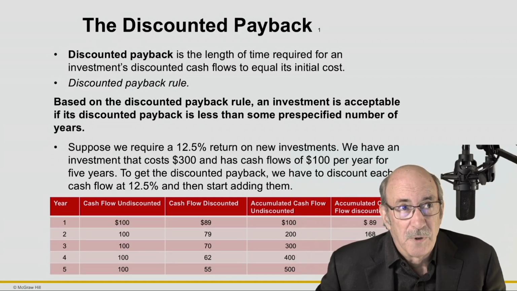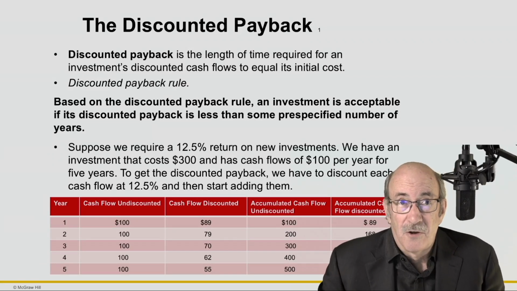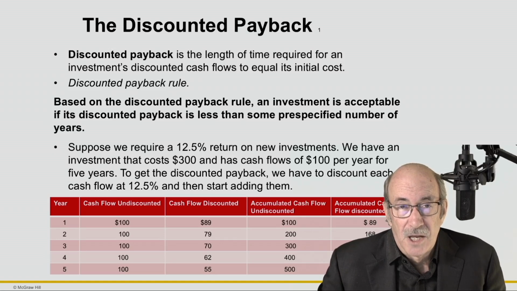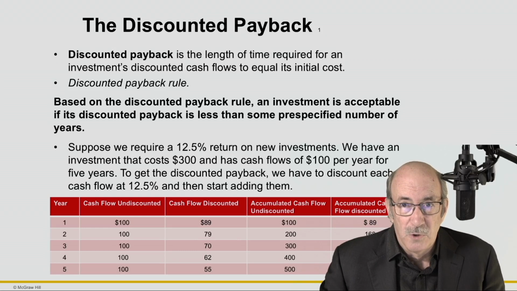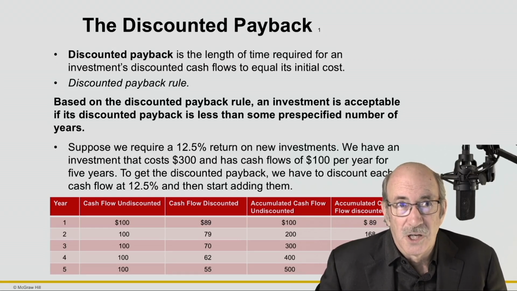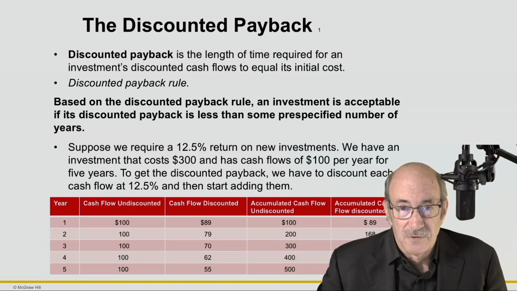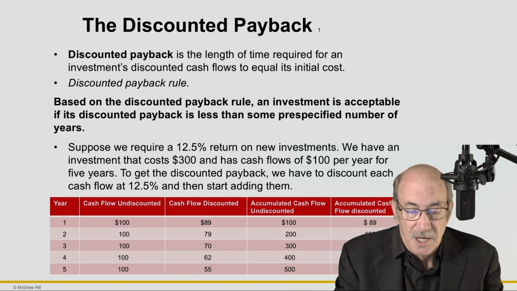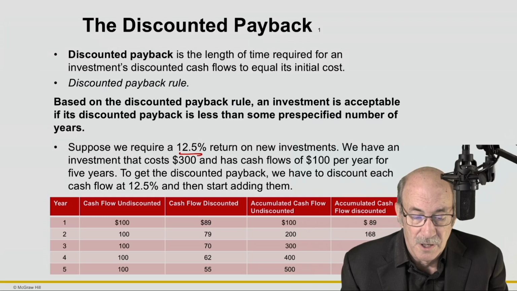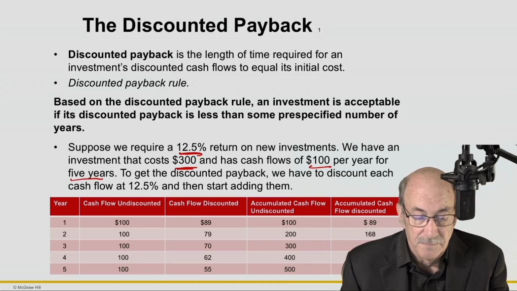Now, somebody might say, well, we can fix the discounted cash flow piece of it. And that's true. There is another rule called the discounted payback rule. And instead of using nominal cash flows in the future, we use discounted cash flows in the future. So in this case, we have a required rate of return of 12.5%. We have an investment that costs $300 and has cash inflows of $100 per year for 5 years.